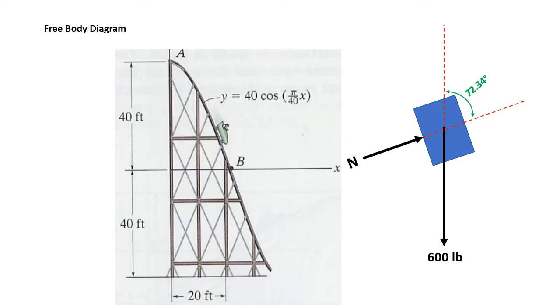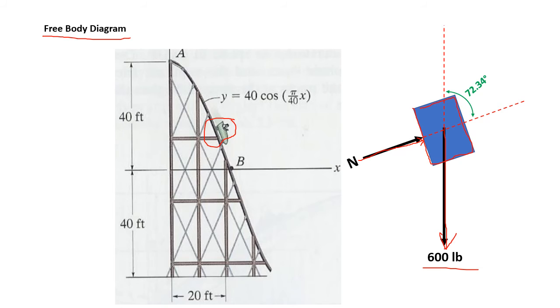So before we begin our solution, what I like to do is draw out my free body diagram. So what I've done here is simplified our car going down the roller coaster over here with this rectangular box over here. And I know that we're having a normal force coming up from the track pushing onto the cart. And I know we're having a weight force acting down here in our negative y direction of 600 pounds.